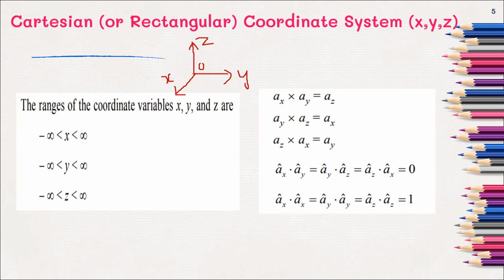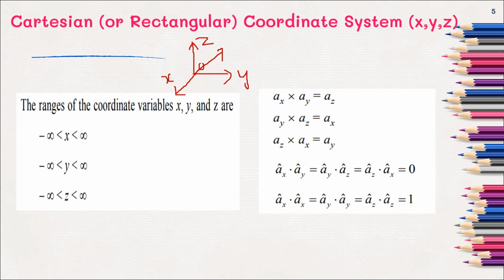Now, what is the maximum value of x? x can vary from minus infinity to infinity. This is 0. On this side, it varies from 0 to infinity. On this side, it varies to minus infinity. So any variable x is going to vary from minus infinity to infinity. y is going to vary from minus infinity to infinity, and z is also going to vary from minus infinity to infinity. Correct.